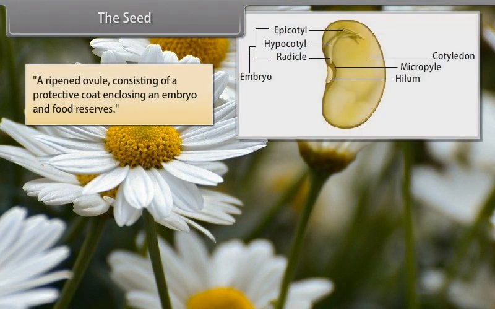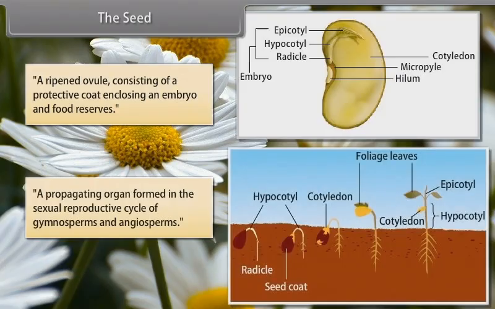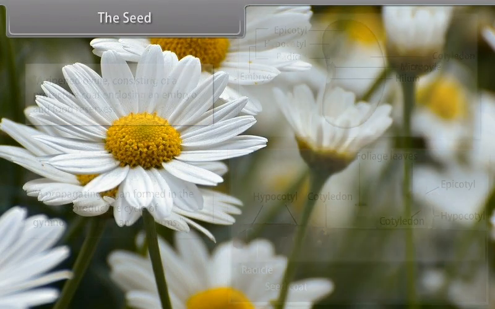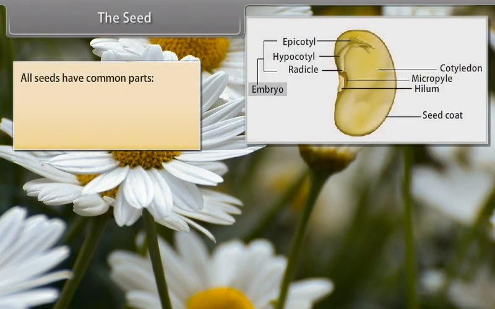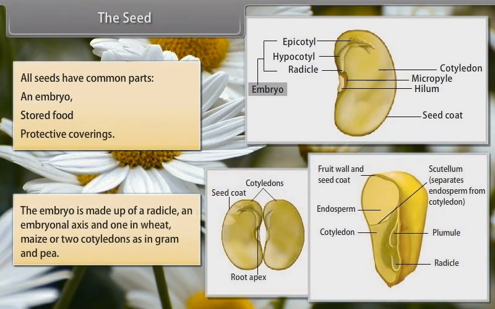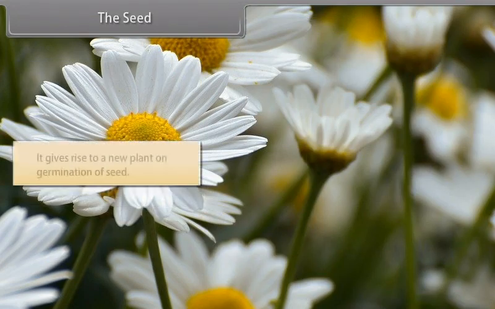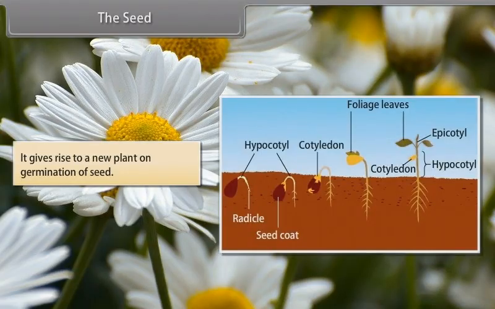The seed. A ripened ovule consisting of a protective coat enclosing an embryo and food reserves. A propagating organ formed in the sexual reproductive cycle of gymnosperms and angiosperms. All seeds have common parts: an embryo, stored food, and protective coverings. The embryo is made up of a radicle, an embryonal axis, and one cotyledon as in wheat and maize, or two cotyledons as in gram and pea. It gives rise to a new plant on germination of the seed.